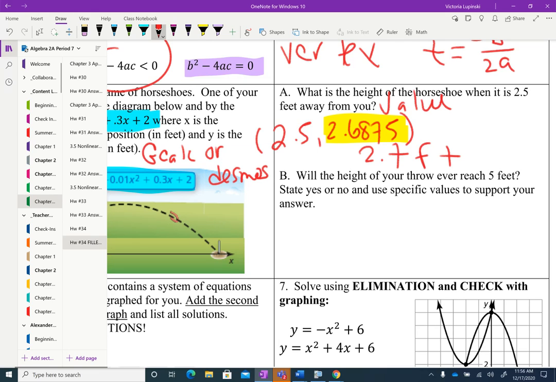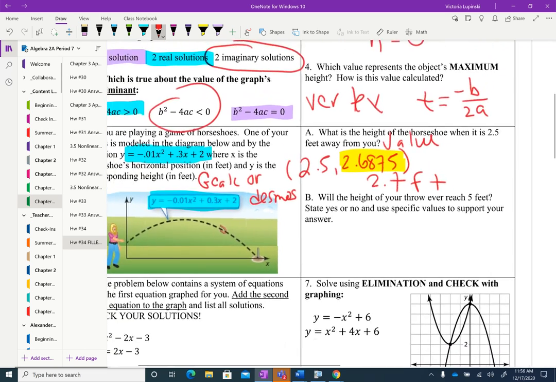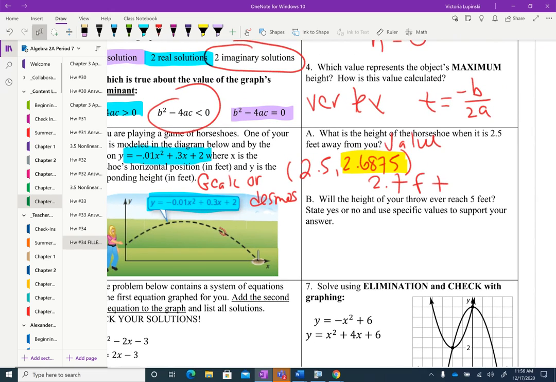Questions? And then there's a couple different ways to answer B. Will the height of your throw ever reach 5 feet? Say yes or no and give a specific value. So you can't just say yes or no, you have to say why. Here's one thing you could do. If you want to know the highest that this graph ever goes, you could find the maximum, and then is it greater than 5 feet?